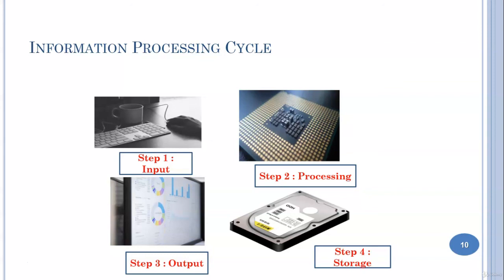In step number 3, the computer displays the results of the processing in the form of output. And in step number 4, the computer stores the results or the output to some storage medium such as the computer hard disk or a magnetic tape in order to store it permanently.